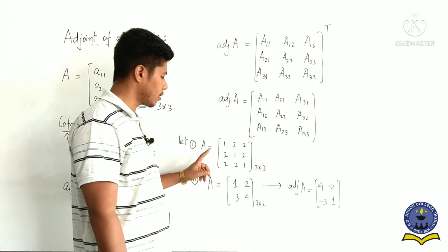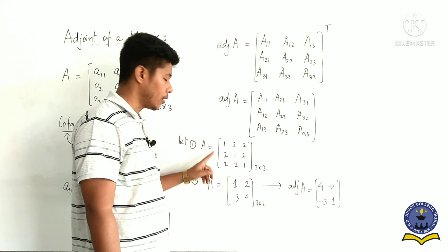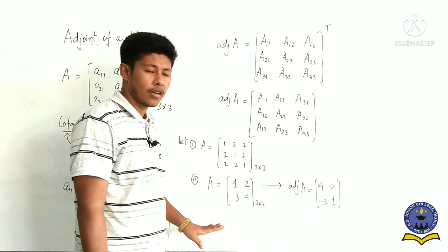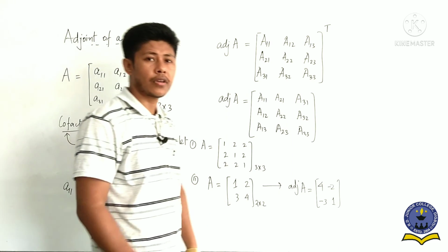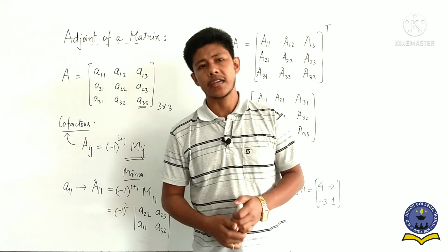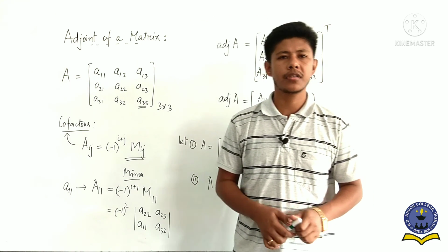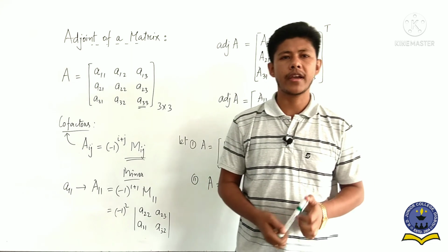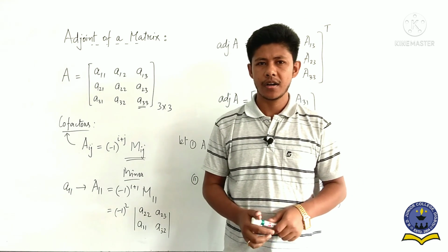So your task is to find the value of this A matrix. Is it clear? That's all for today. In our next class, we will discuss the theorems, what is a singular matrix, what is a non-singular matrix, and after that we will discuss the inverse form. Is it clear? Okay.